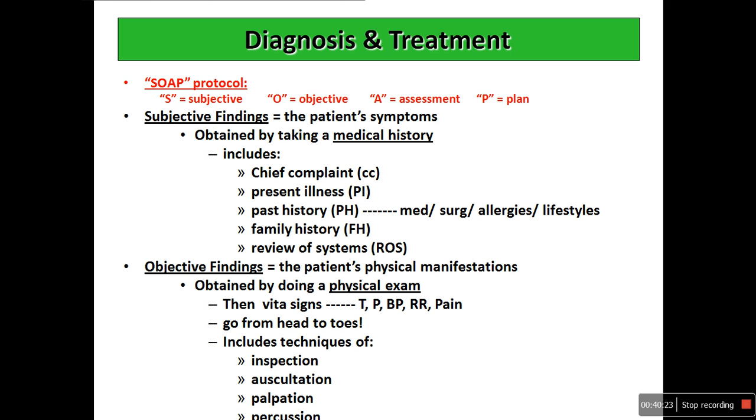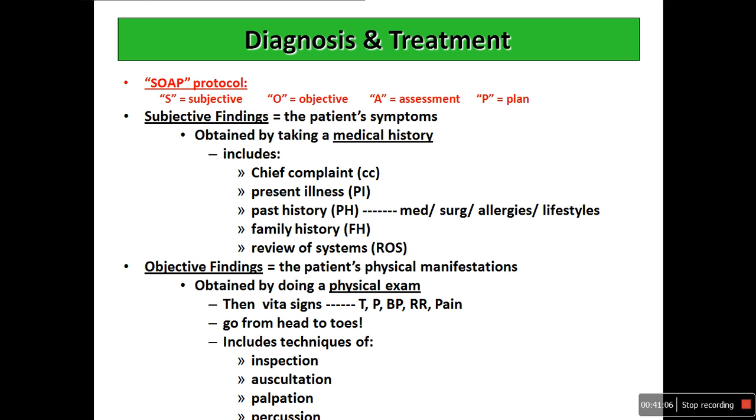Present illness, for example, the current illness; chief complaint, present illness, past history, family history, and review of systems. So subjective findings, the patient's symptoms, are obtained by taking a medical history. What is a medical history? It includes chief complaint, present illness, past history, family history, and review of systems.